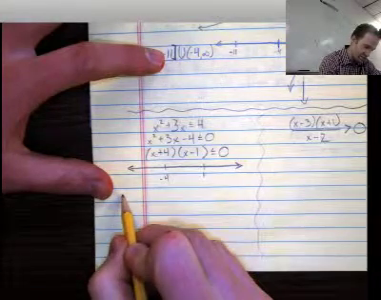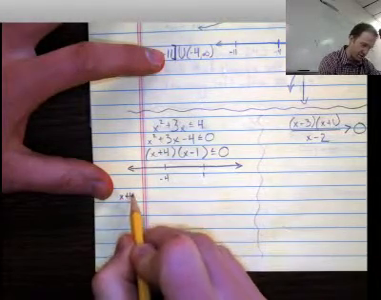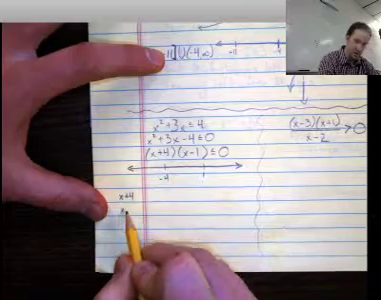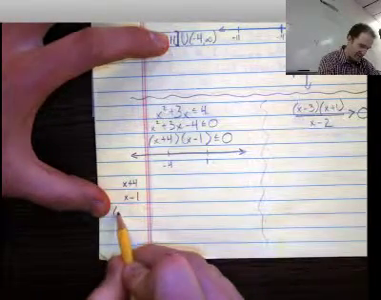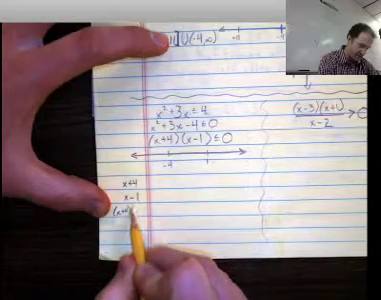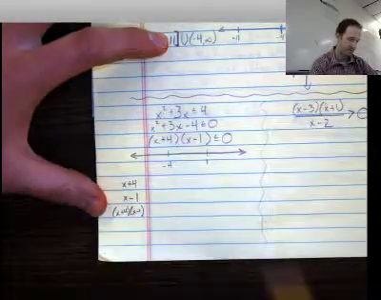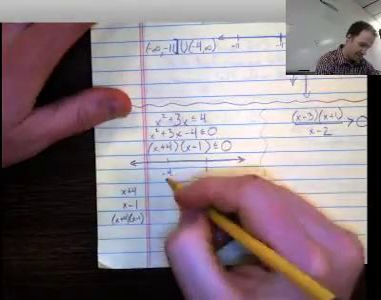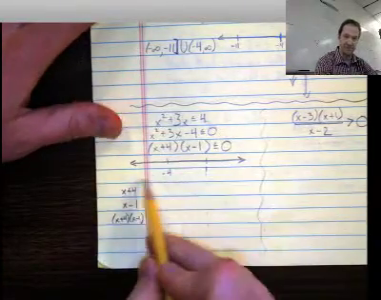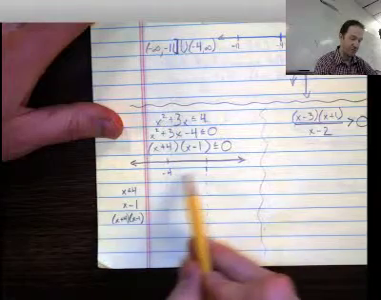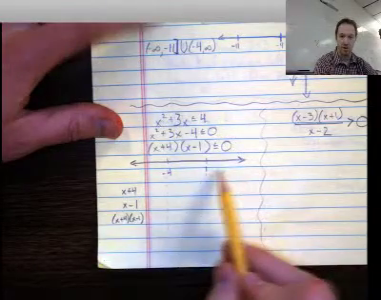Now, we're going to see what happens to each of these parts: x plus 4, x minus 1, and then x plus 4 times x minus 1, in each of these 3 regions: to the left of -4, between -4 and 1, and to the right of 1.